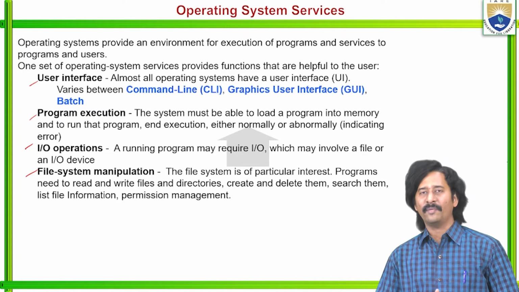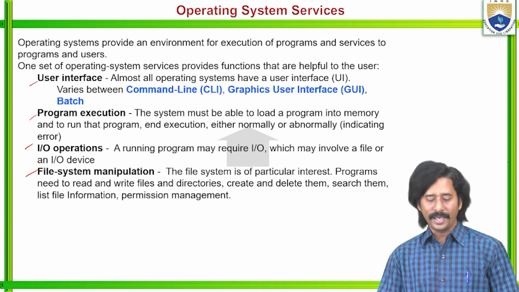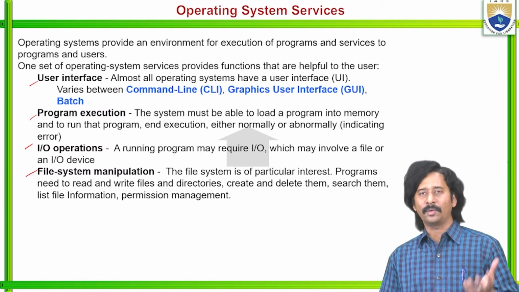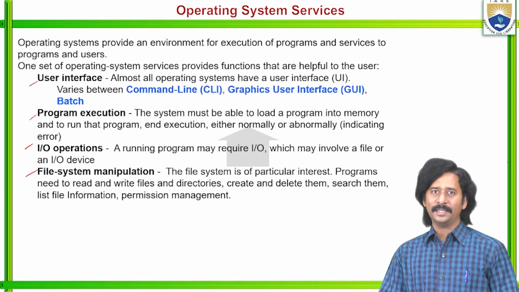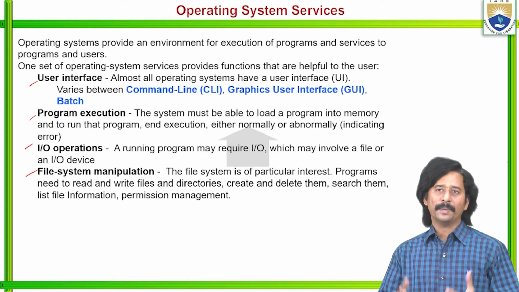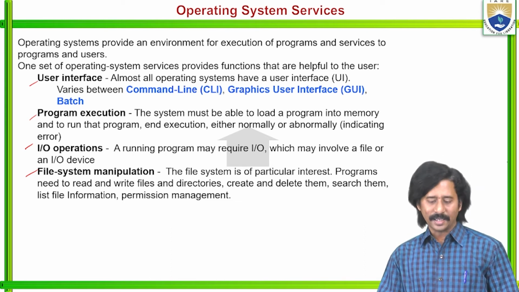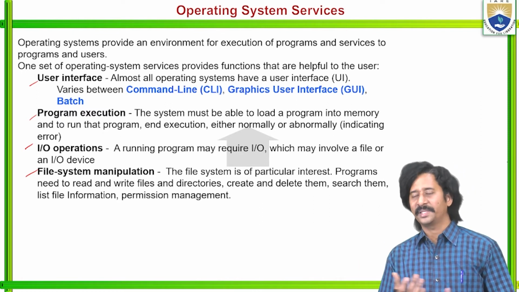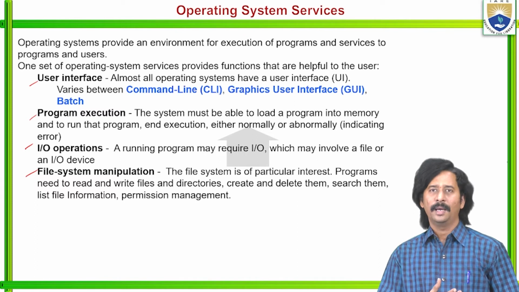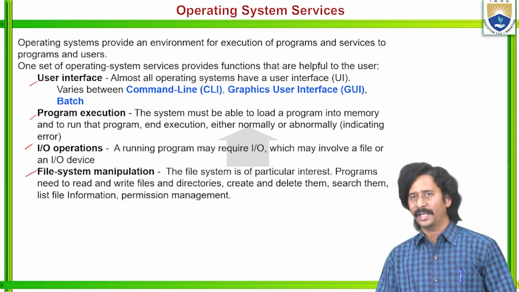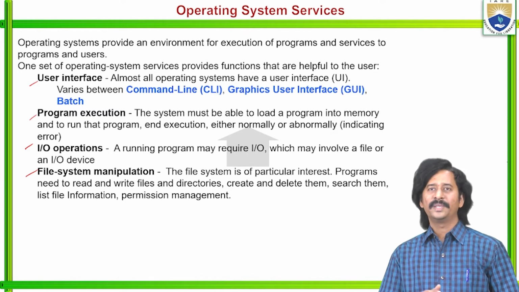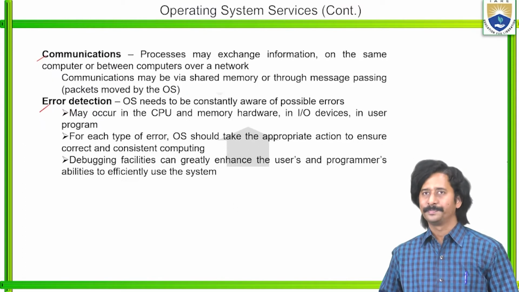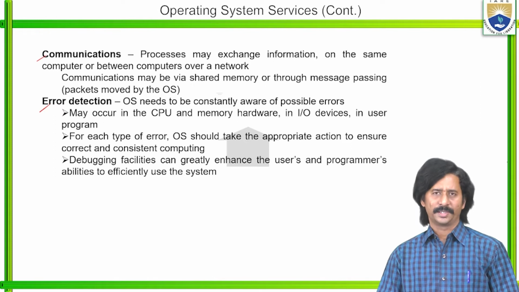The next service provided by the operating system is file system manipulation. In any kind of operating system, the file system is very important, because application programs need to read and write files as well as directories, and we need to perform operations on those files and directories, like create, delete, search, list file information, and permission management. It depends upon our requirement. This is another kind of operating system service, which we call file system manipulation. Then communications.